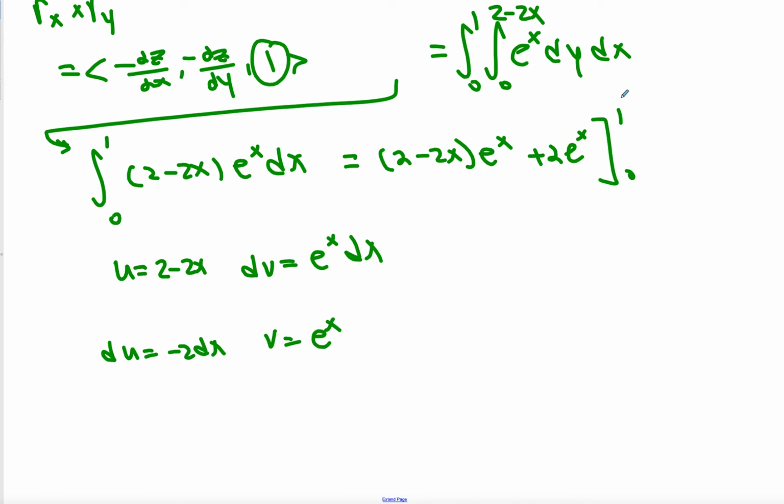Now, when you plug in 1, what do we end up getting? This one becomes 0. So we get 2 times e to the 1 power. When you plug in 0, then this one is equal to 0. And then this one is equal to 1. So we get minus 2. And then this one is what? Another minus, so we get minus 4. Becomes my final answer. All right.